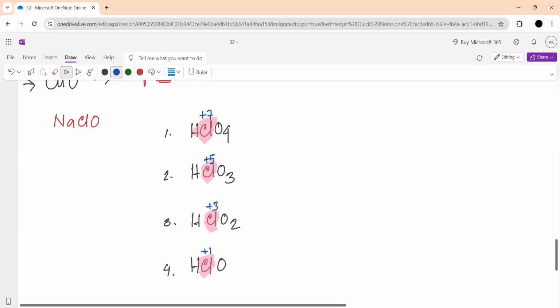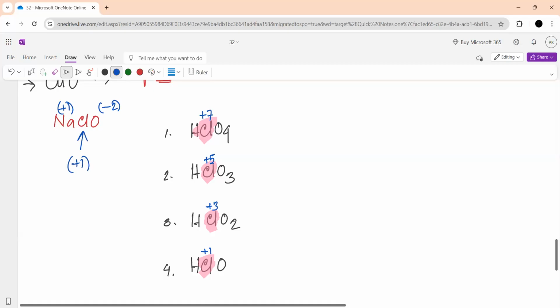And ma'am, for NaClO also we have to find. Okay, try. For Na, I assumed it as X, so I got positive 3. No, Na is positive 1, and oxygen is minus 2. You have to determine for Cl, okay? So it will be plus 1, right? Yes, ma'am, it is plus 1.